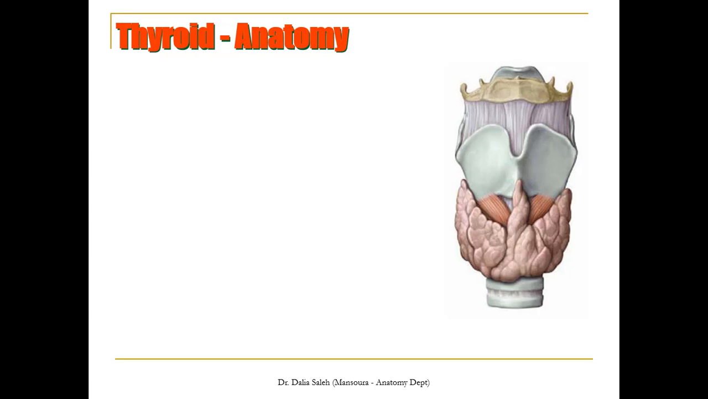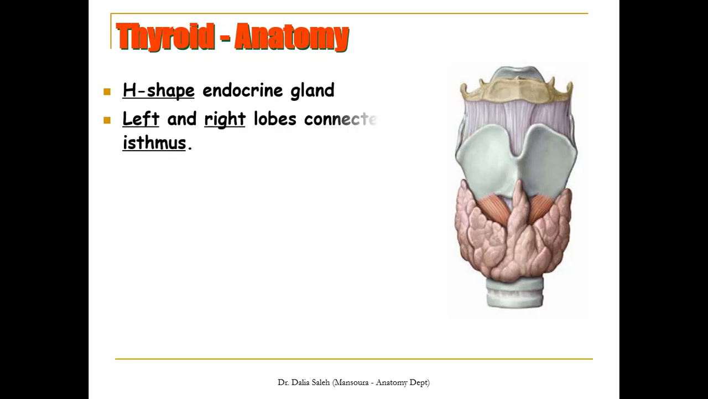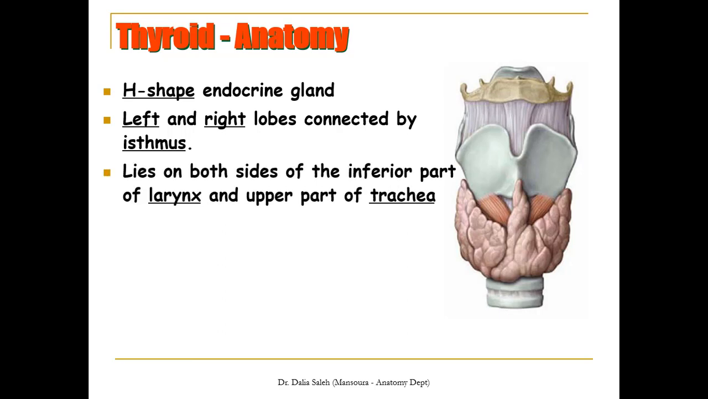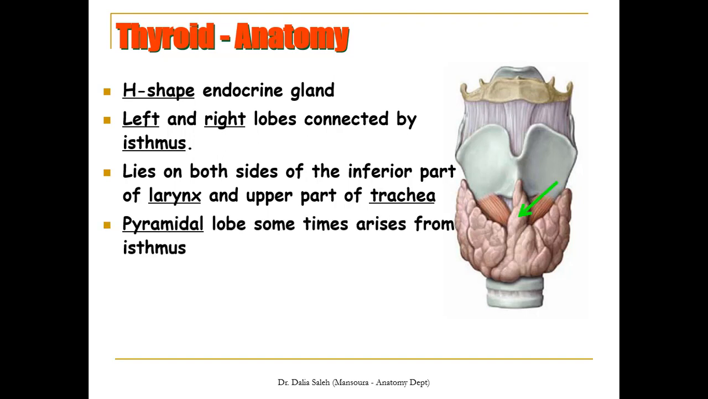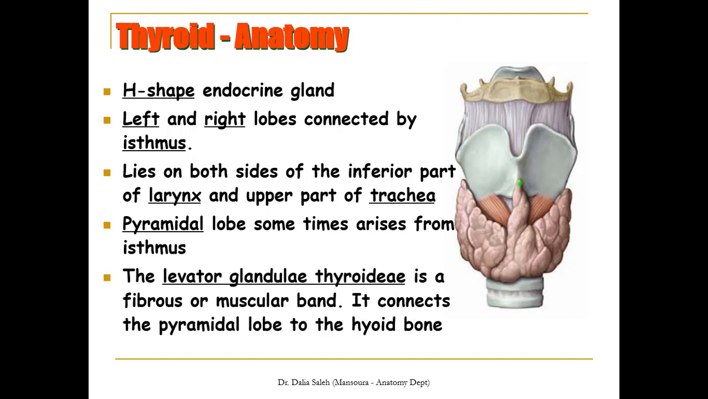To start first with the anatomy of the thyroid gland, it is an H-shaped endocrine gland that's formed of both left and right lobes that are connected together by an isthmus. It lies on both sides of the inferior part of the larynx and the upper part of the trachea. The pyramidal loop, sometimes we can see it, arises from the isthmus.